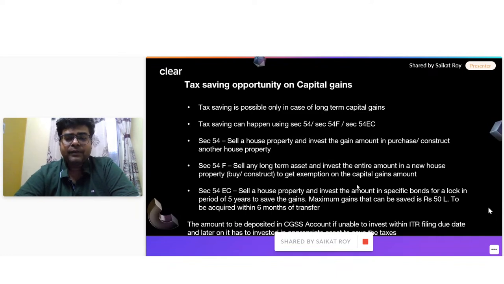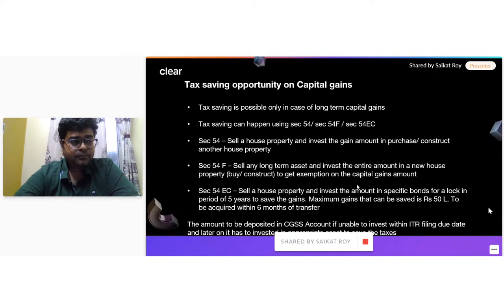Under section 54F, let's assume you have some foreign shares, right? You are selling it off and you are getting a sale consideration of, let's say, 30 lakh rupees. Now, out of that 30 lakh rupees of sale proceeds, your capital gains is coming to, let's say, 15 lakh rupees. Now, if you are using the 30 lakh rupees of sale proceeds into purchase of a flat, in that case, the entire capital gain of 15 lakh will be exempted in your hand.